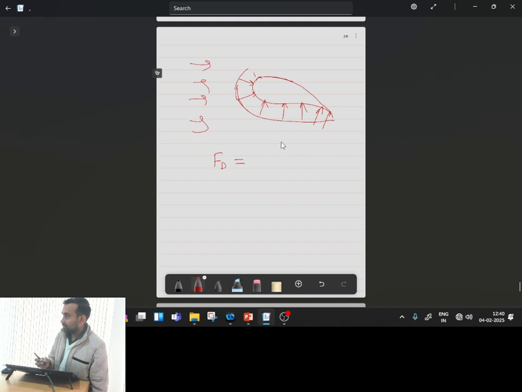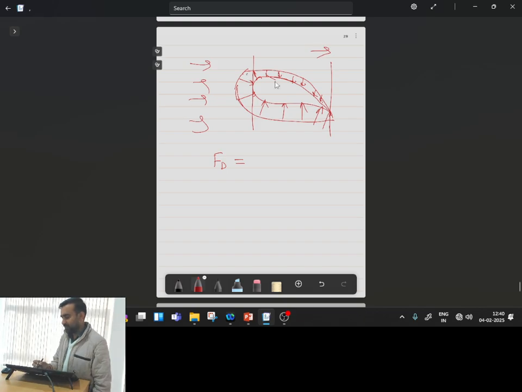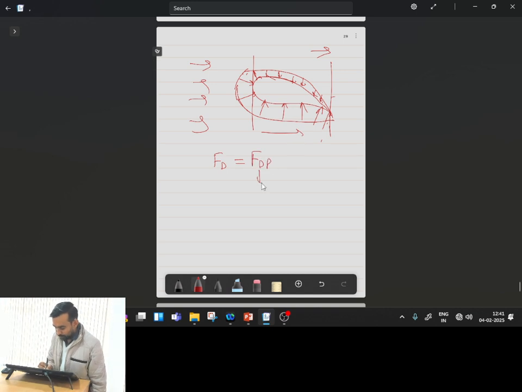Is this one clear? Say this is the pressure profile across the boundary of the aerofoil. Because of this pressure difference in the direction of the flow, some pressure is acting over here, some pressure is acting from the back side. Whatever force is acting because of this pressure difference in the direction of the flow is called FDP, which is called form drag or pressure drag.